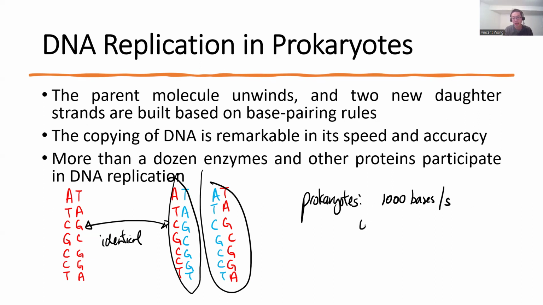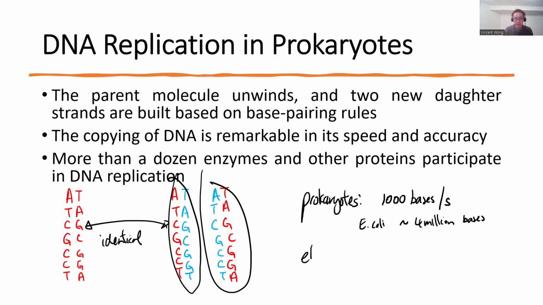In E. coli, there are approximately 4 million base pairs. If you do the math, 4 million divided by 1,000 takes about 4,000 seconds. So a little more than an hour, you can plug it in yourself, about 1.11 hours, it's able to copy all of its genetic material.